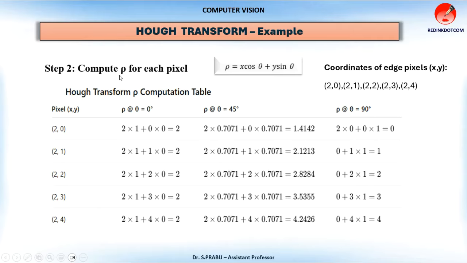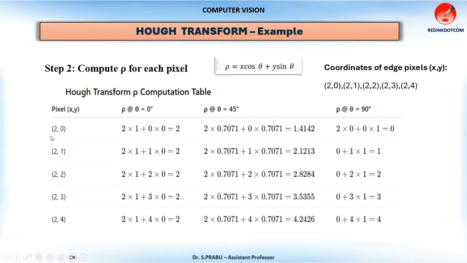Now we are going to compute the rho value for each and every pixel. I calculate the rho value for theta equal to 0 degrees, theta equal to 45 degrees and theta equal to 90 degrees. I randomly chose these three values, but in real time we can choose different theta values. So you can include theta equal to 30 degrees, 60 degrees, 135 degrees and so on. For simple calculation, I choose these 3 angles only.